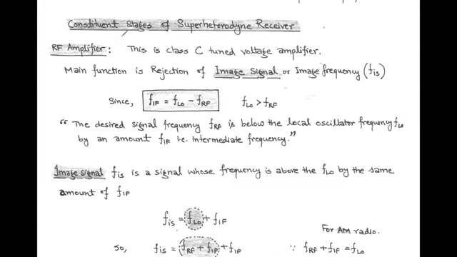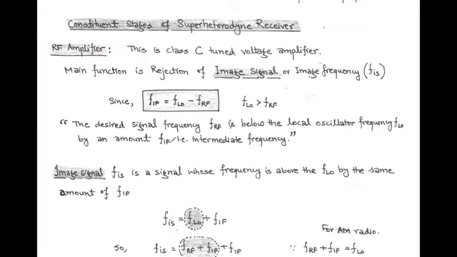Next, we are going to discuss the constituent stages of the superheterodyne receiver in detail. In the first stage, there is the RF amplifier. This is basically a class C tuned voltage amplifier. The main function of the RF amplifier is rejection of the image signal or image frequency, that is f_si. So in the superheterodyne receiver, there is a problem of image signal or image frequency, and this can be rejected with the help of the RF amplifier.